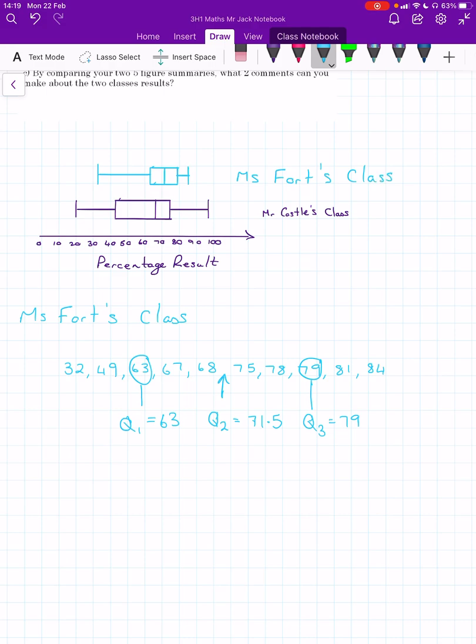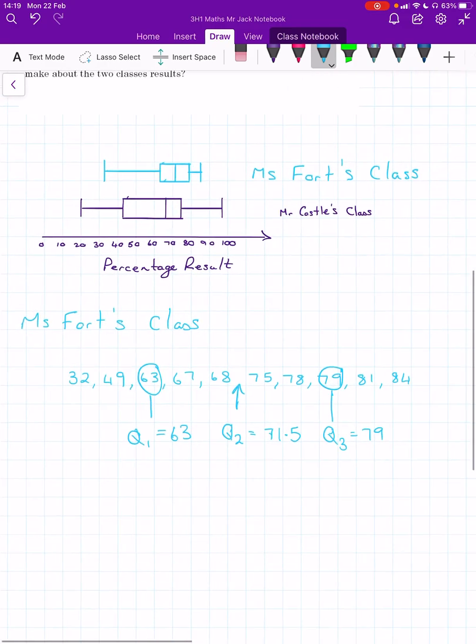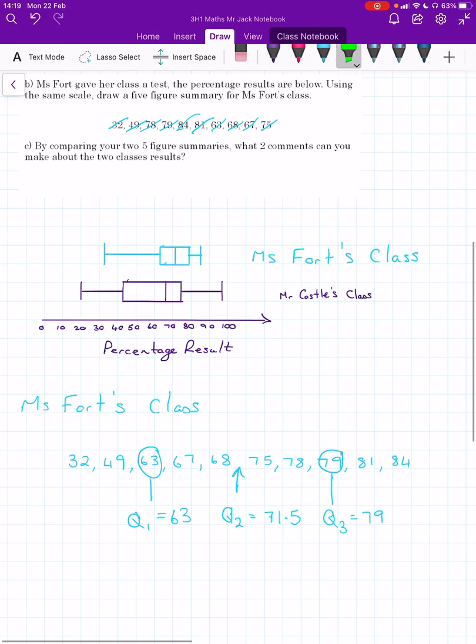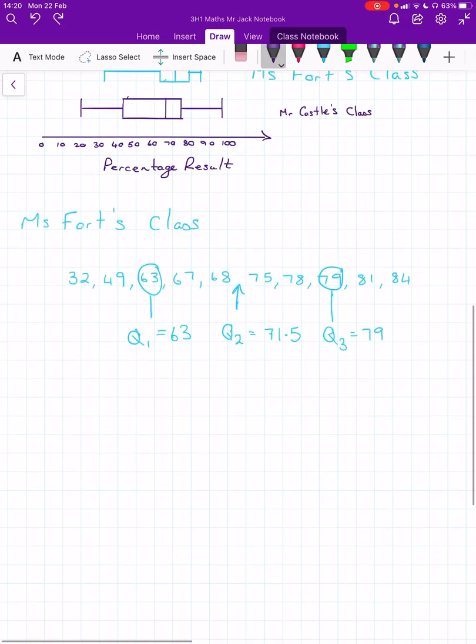Okay. Now what we want to do is really start to look at, well, what do these box plots tell us when we compare them? Because the next question says here, by comparing the two 5-figure summaries, just another word for box plot, what 2 comments can you make about the class results? There's 2 key things you want to look at when you're making a comparison. The 2 key things you want to look at are median.